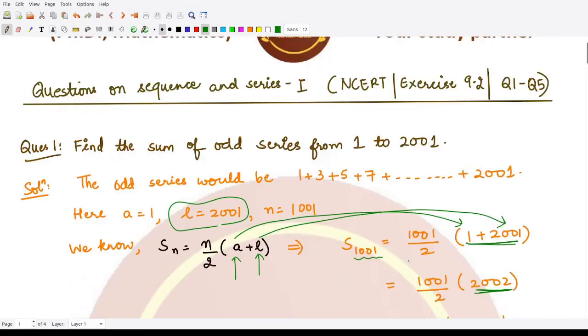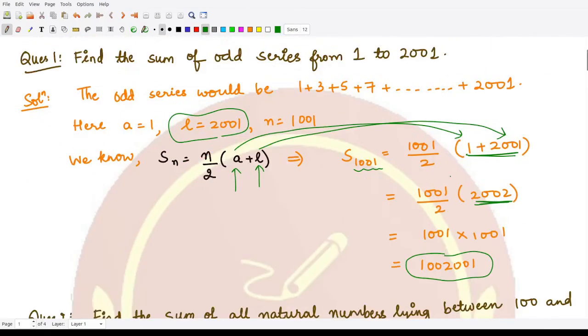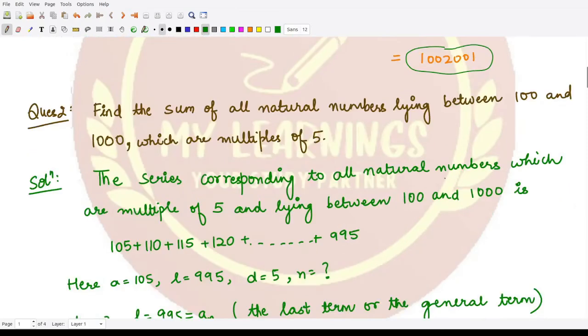So I hope you understood this question. Let's move on to our next question, the second question. Here in this question, we need to find the sum of all the natural numbers which lie between 100 and 1000 and which are multiples of 5. So remember that we need to find the sum of all the natural numbers between 100 and 1000, so we will not take 100 and we will not take 1000. We will take only the numbers which are in between these numbers and are multiples of 5, right? So our series would start from 105 and it would end at 995, correct?